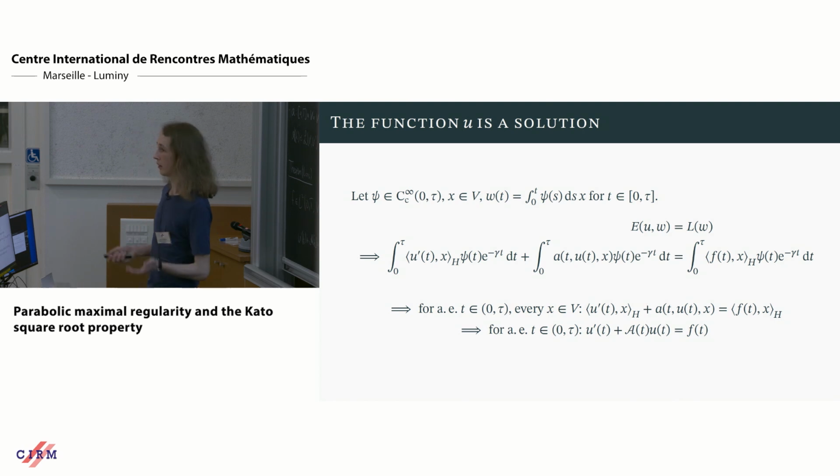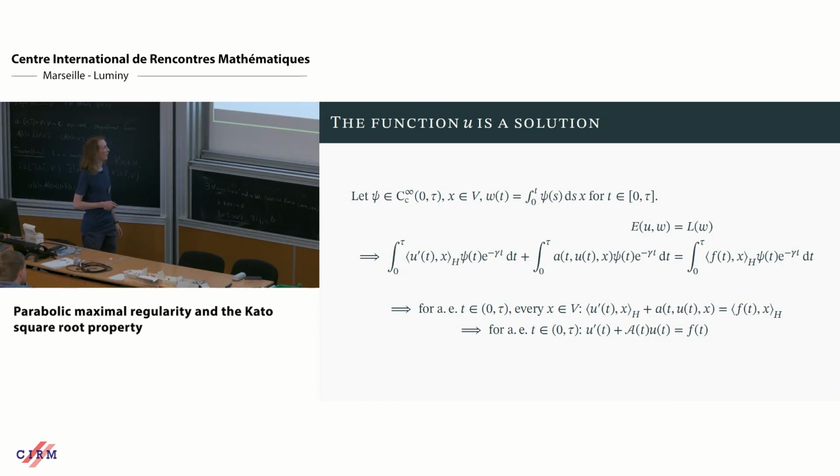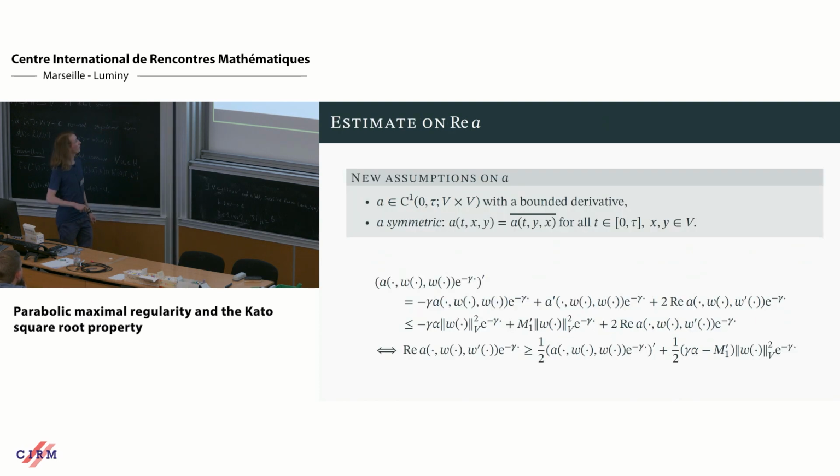Three integrals equal, so the integrands must be equal almost everywhere for every x. That's this one. And then the fundamental theorem of the calculus of variations tells us that if all these forms are equal, then for almost every t, our equation must hold. So U is indeed a solution if we can apply Lions' representation theorem. So we need to check coercivity.